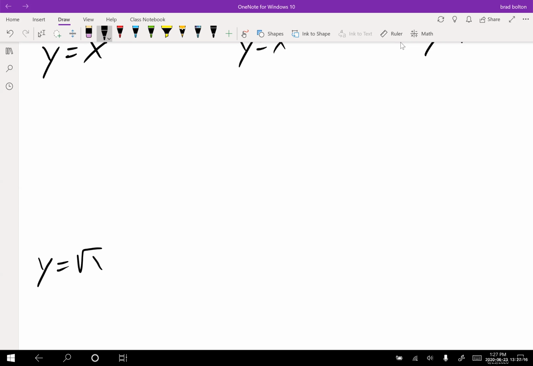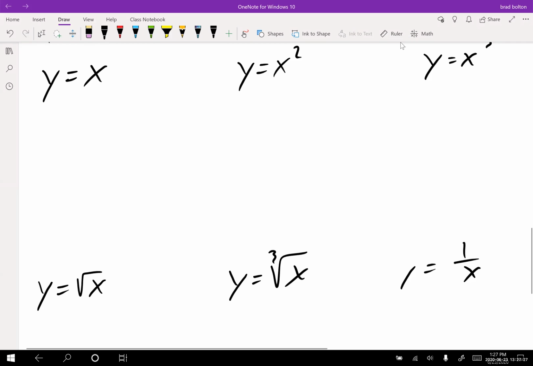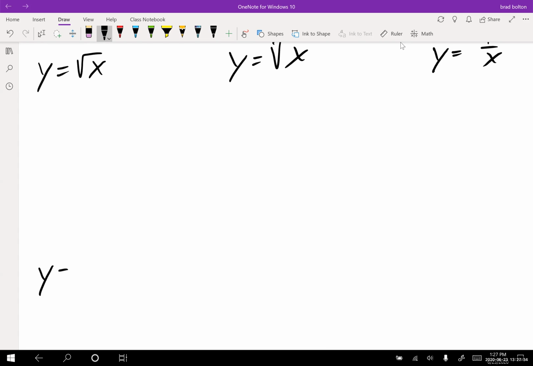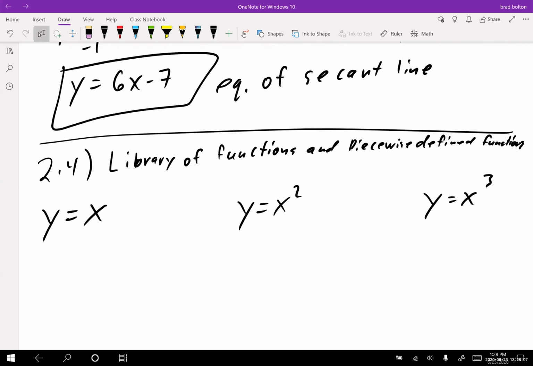When you see y equals the square root of x, when we see y equals the cube root of x, y equals 1 over x, and y equals the absolute value of x. Do we have the greatest integer function? Yeah, so there's also this one. This one has a special name. They call this the greatest integer function. We'll talk about that. And then we also have piecewise. So I'll talk about piecewise separately, okay? So we just want a little bit of information about all of this stuff.